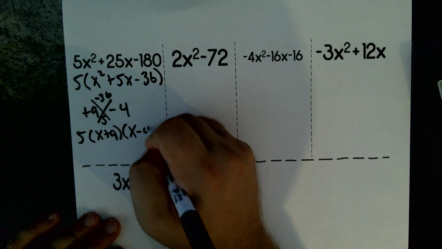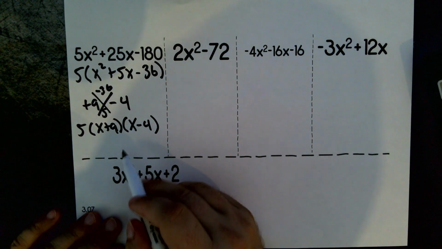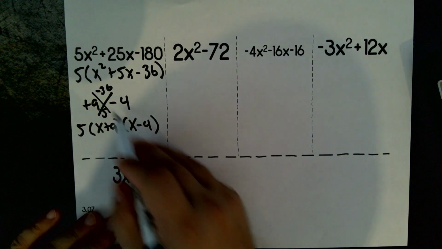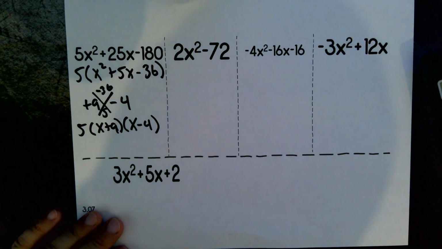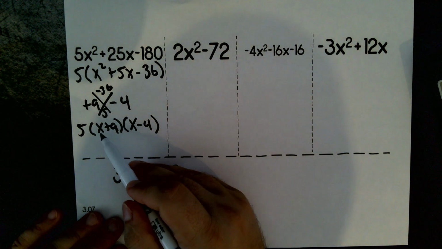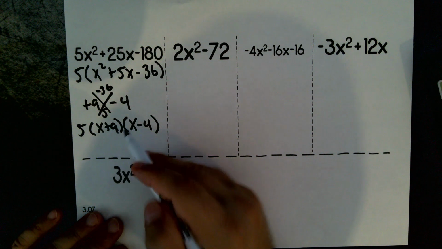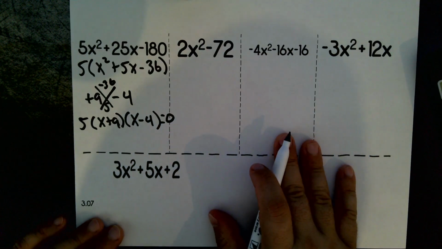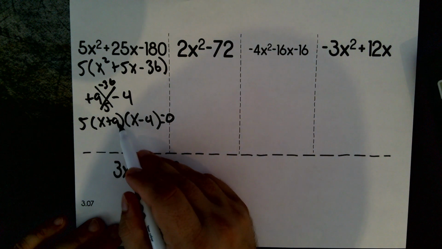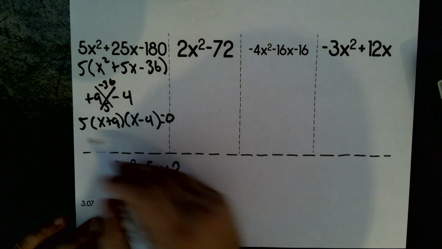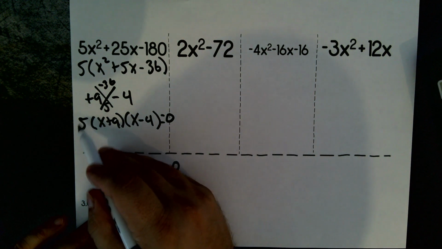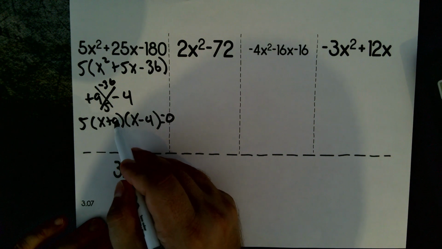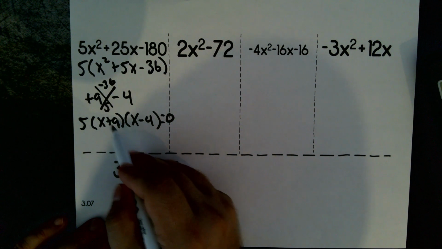times x minus 4. Now, the solutions to this is not here. This is the factors of 5x squared plus 25x minus 180. The solution is what x would need to be to make this whole thing equal to 0. And so we need to multiply something by 0 to make that work. So 5, obviously, is on the outside. There's no way to multiply him by 0. But on the inside, what would I need to add to 9 to make this a 0?